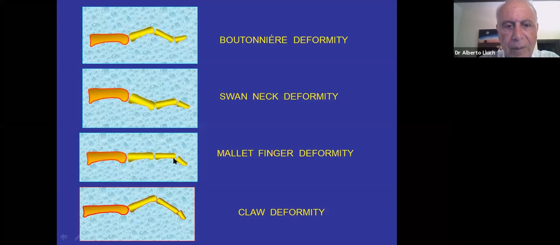Mallet finger deformity, which is only a deformity of the distal joint, which is flexed, lost in the extension. And finally, the claw deformity, which is not typical from rheumatoid arthritis, but it's another type of deformity in the fingers. But you will see that we see when there is a flexion contracture of the PIP joint or intrinsic muscle paralysis. So we'll start with the boutonniere, followed by swan neck, and then the mallet finger.